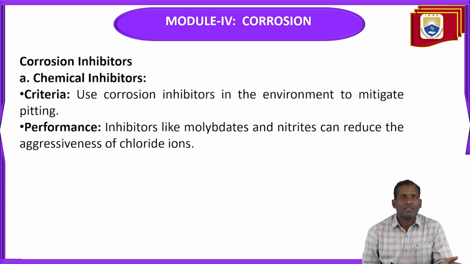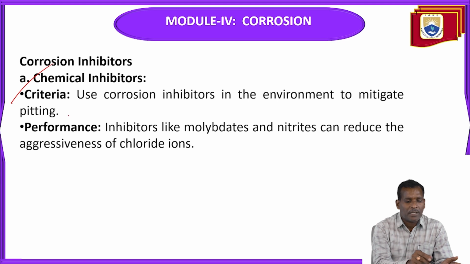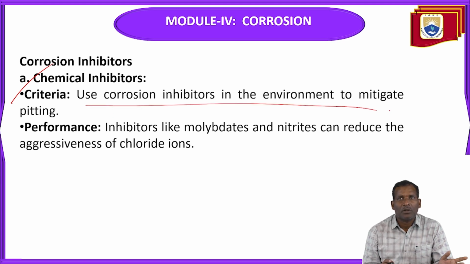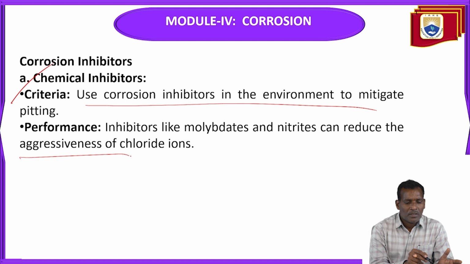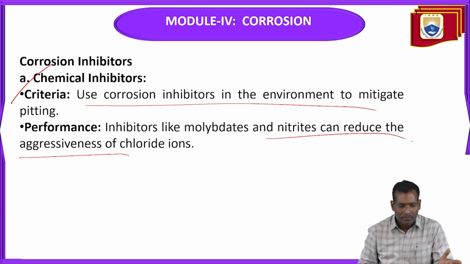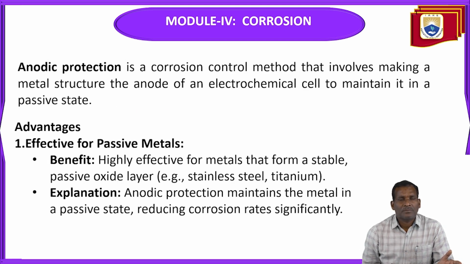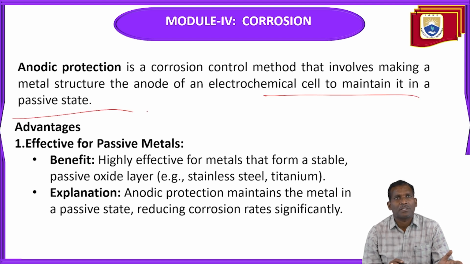The corrosion inhibitors. So chemical inhibitors: the criteria is to use corrosion inhibitors in the environment to mitigate pitting, and the performance is, inhibitors like molybdates and nitrates can reduce the aggressiveness of chloride ions. Anodic protection is a corrosion control method that involves making a metal structure the anode of an electrochemical cell to maintain it in a passive state.